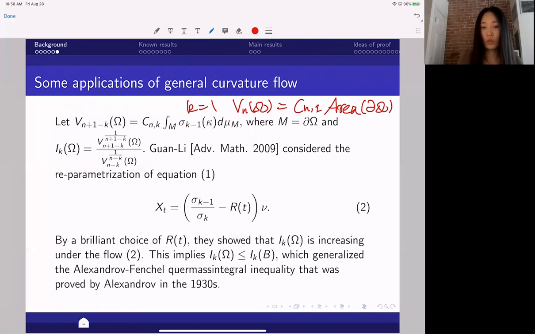under the flow 2, and by Gerhardt and Urbas's earlier result, we already know that in the limit of this flow 2, it's a round sphere. So we know that this flow 2 flows a convex set omega into a ball, and because this quantity I_k increases under this flow, that means that I_k of omega is always less than or equal to I_k of B.